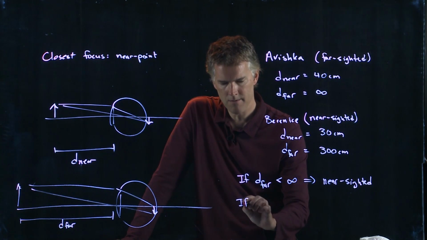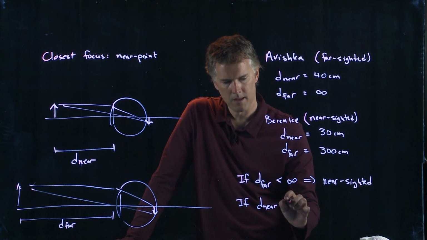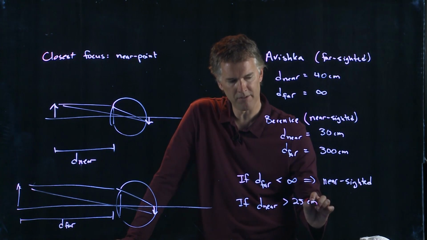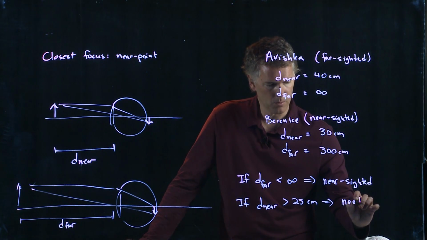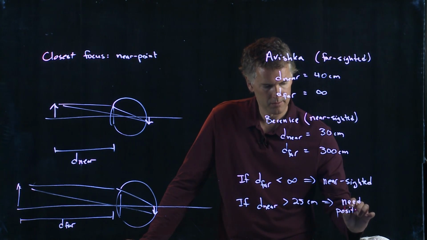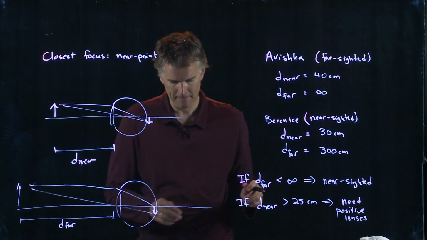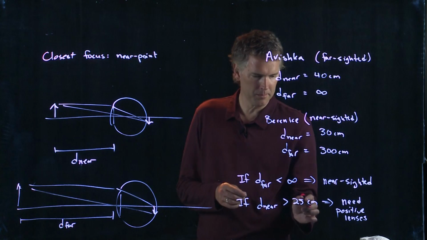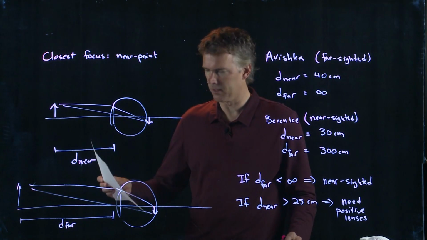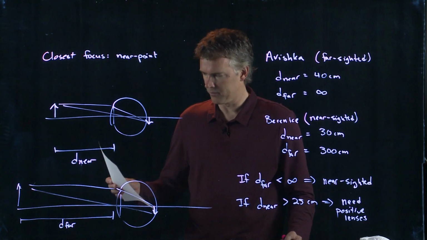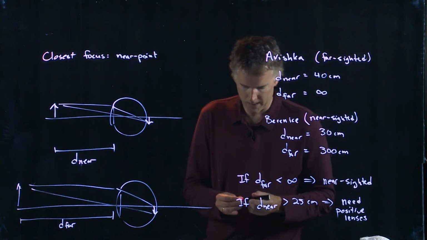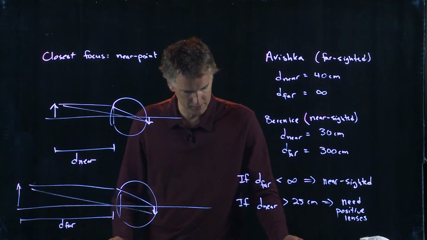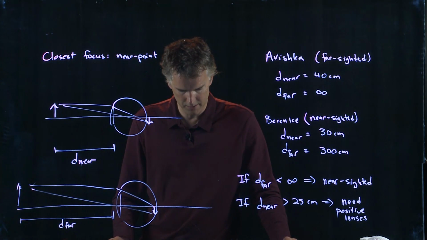If D near is bigger than 25 centimeters, then you are going to need reading glasses or positive lenses. Positive is another word for converging lenses. And that 25 centimeters was solely picked basically on the length of your arm, where is a comfortable reading distance, and so they picked 25 centimeters for that. All right, so we're not going to belabor this one just because there's a lot of different options that you can click on, but I think that'll get you started on that one, hopefully.